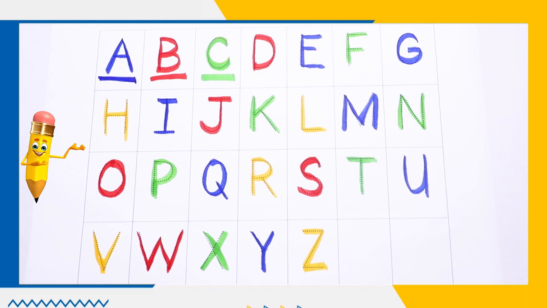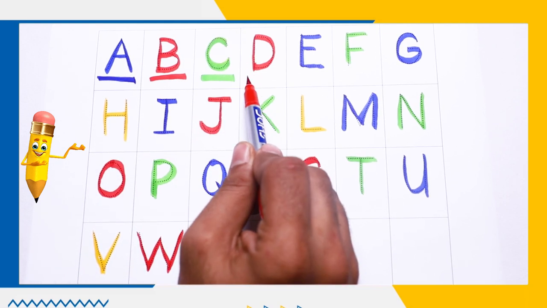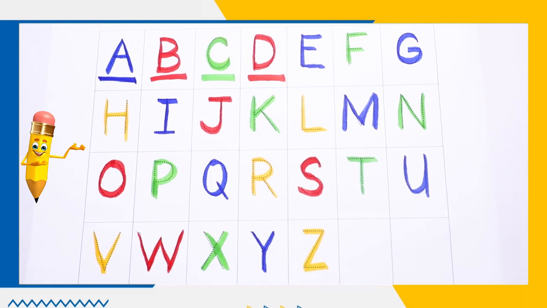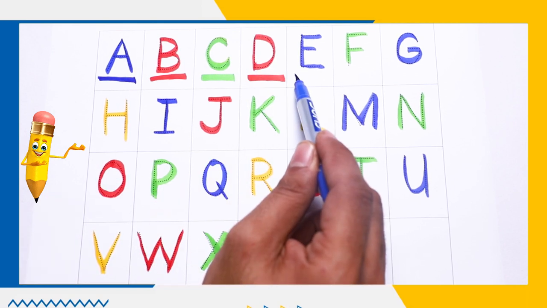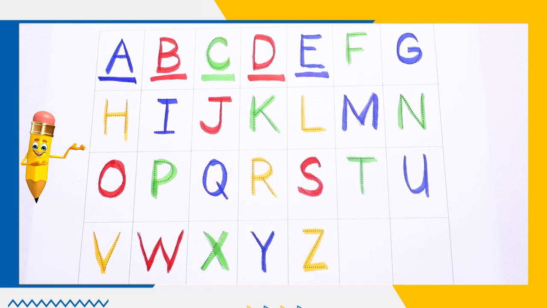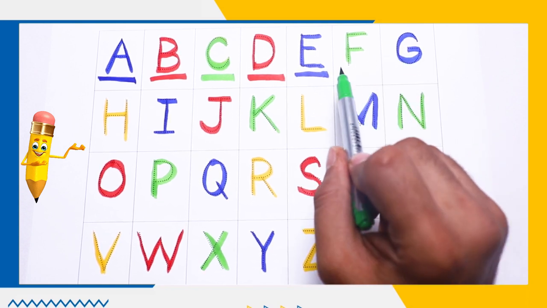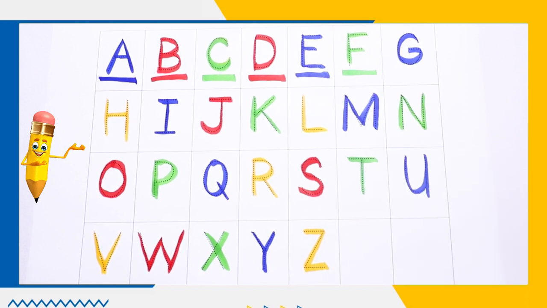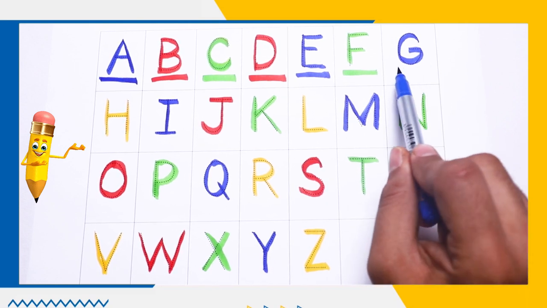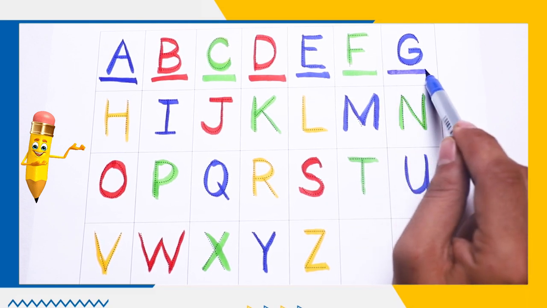Red color D. D for dog. Blue color E. E for elephant. Green color F. F for fish. Blue color G. G for goat.